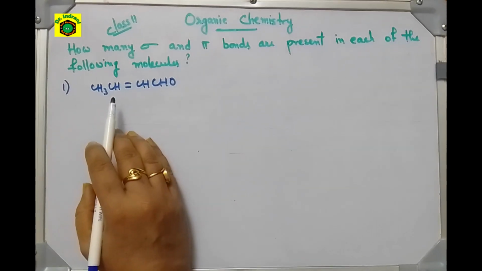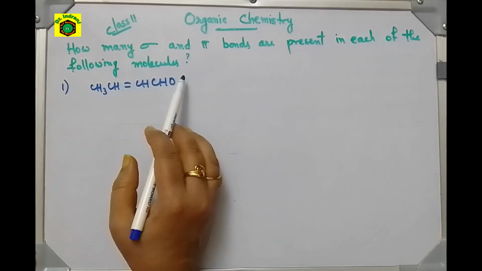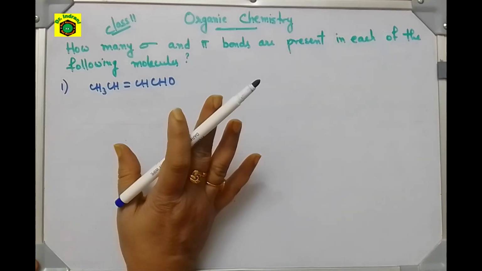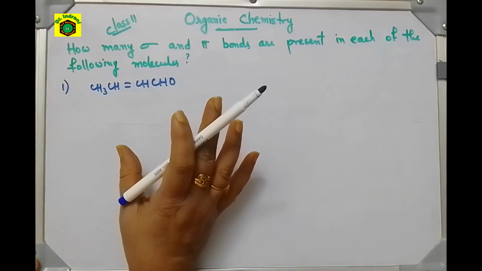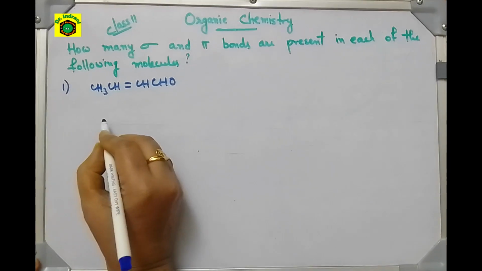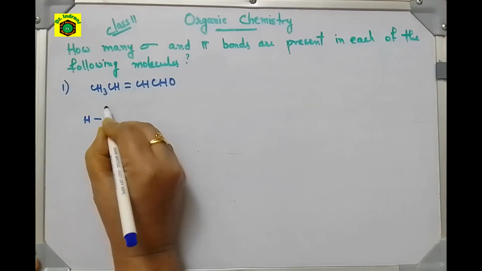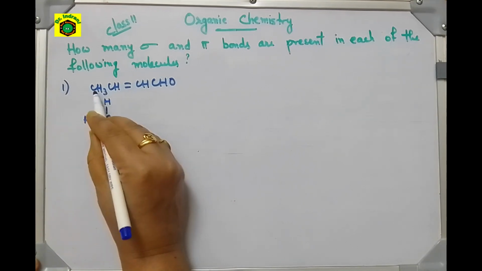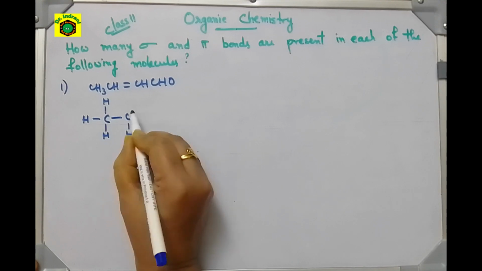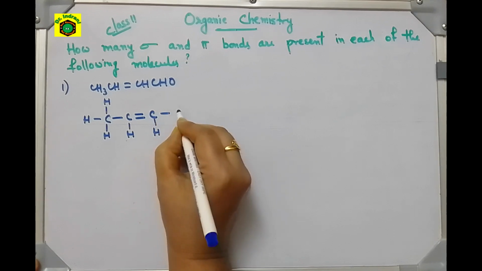Now see here, some problem we will solve. How many sigma and pi bonds are present in each of the following molecules? Number 1, this molecule is given. So three things you have to remember. First, write complete structure of the molecule showing all bonds. So complete structure of this molecule we can write like that way. 3 hydrogens are there. Now this carbon is bonded with this C. Here one hydrogen is there. Next double bond. This C, then H, CHO group.